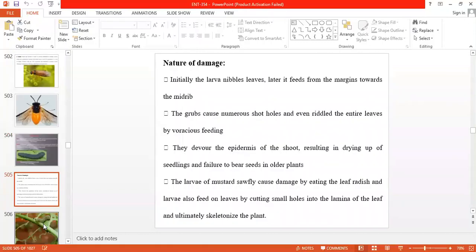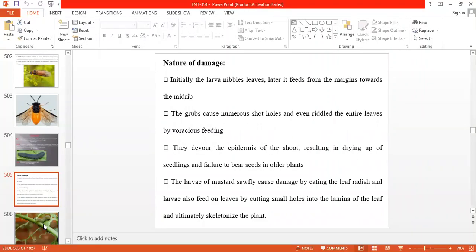Nature of damage. Initially, the larva nibbles the leaves, later it feeds from the margin towards the midrib. In the younger stages, the larva nibbles the leaves, that means it makes holes on the leaves, and later feeds on the leaves from the margin towards the midrib of the plant. The grubs cause numerous shot holes.